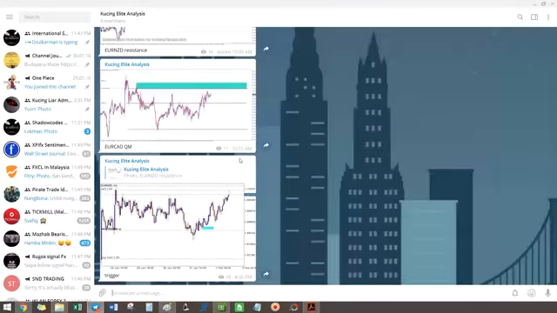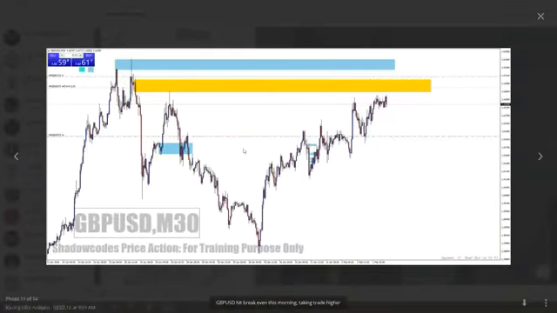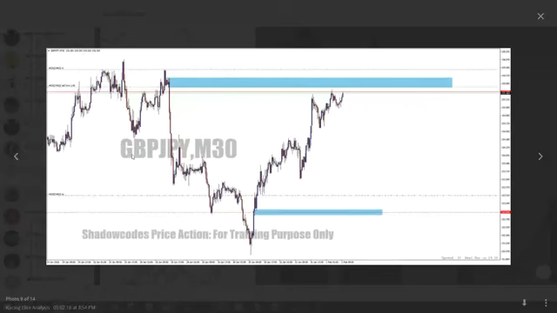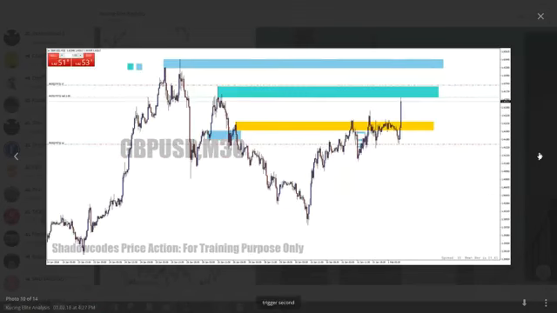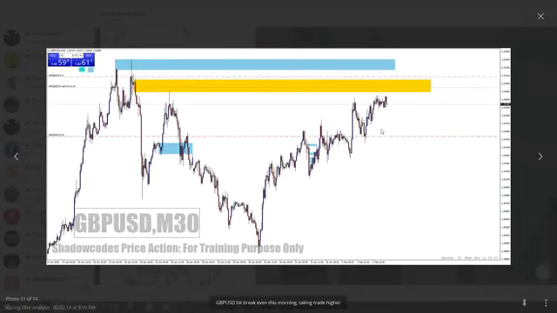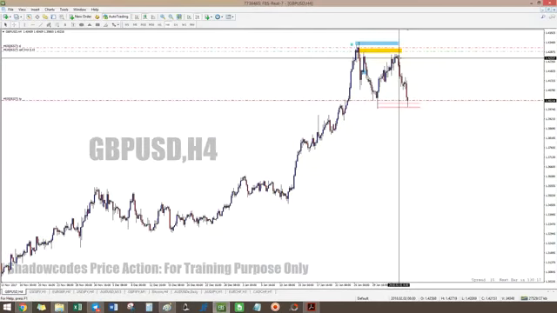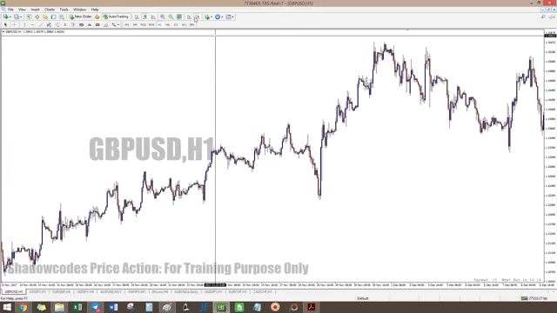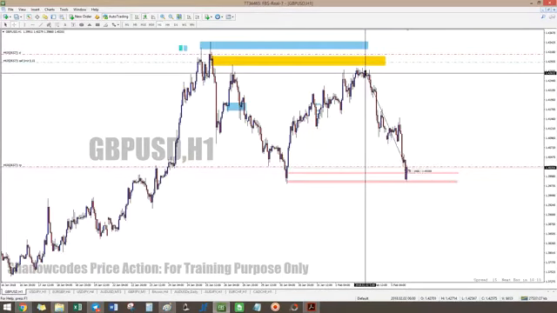This one is my signal channel just for my best students. So actually on GBPUSD I already took a trade here, but it hit my stop loss, it hit my break even. Until today, it's still going down, so it's quite a waste.